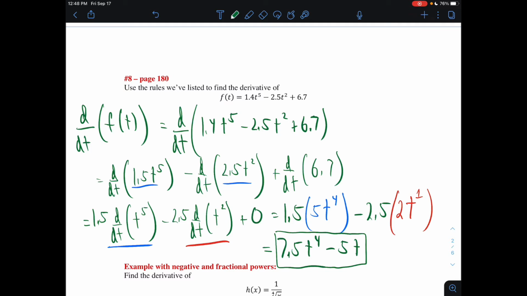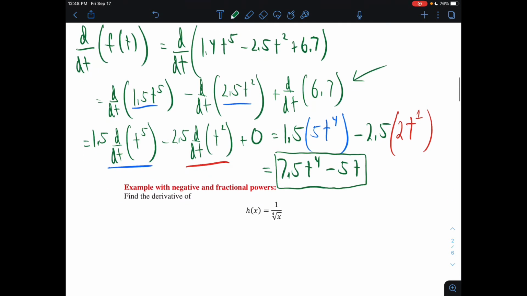As we get further along, you don't need to be splitting up your work this much, but I recommend as you're getting used to these rules, do this for a while so that you're used to it. But after a while, I'm not going to be expecting that you're writing this out this explicitly.